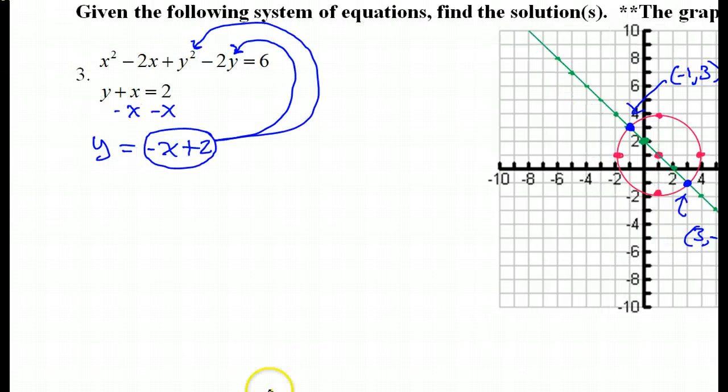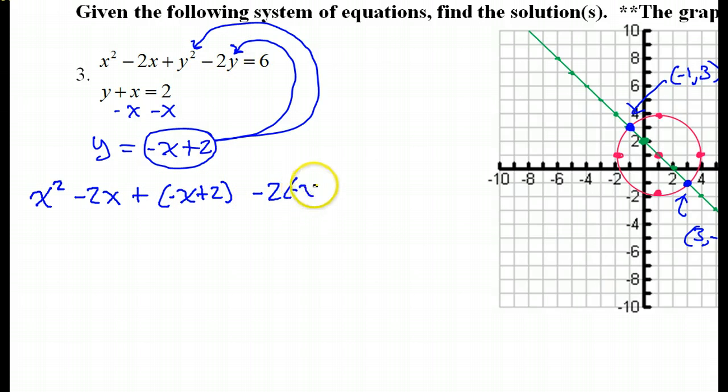Now I'm going to recopy this with the substitution. I'm going to have x squared minus 2x plus y squared, but I'm replacing y with negative x plus 2. And then I have minus 2 times y again, and again that's negative x plus 2, equals 6. Wait a minute, this was y squared. I almost forgot to square it. Okay, and so that gives us x squared minus 2x.